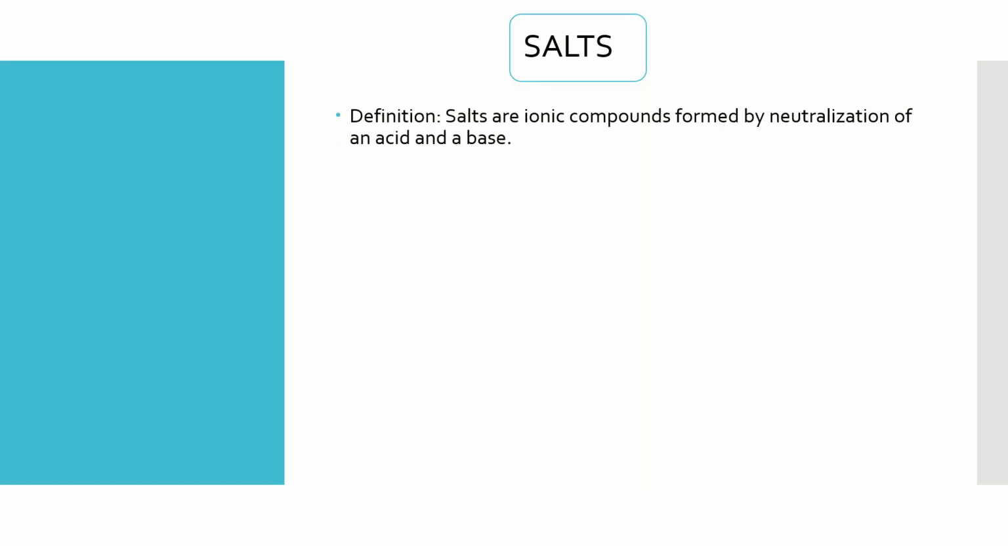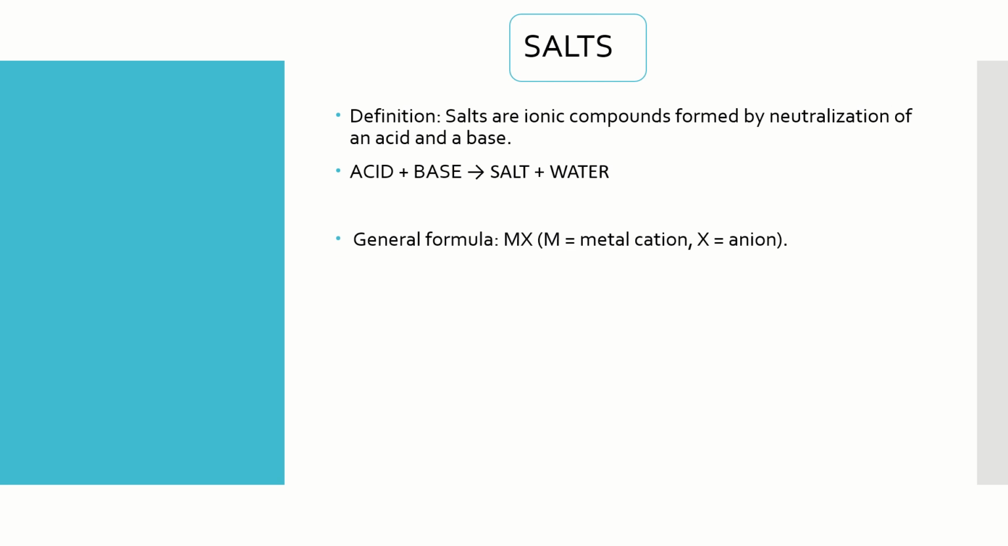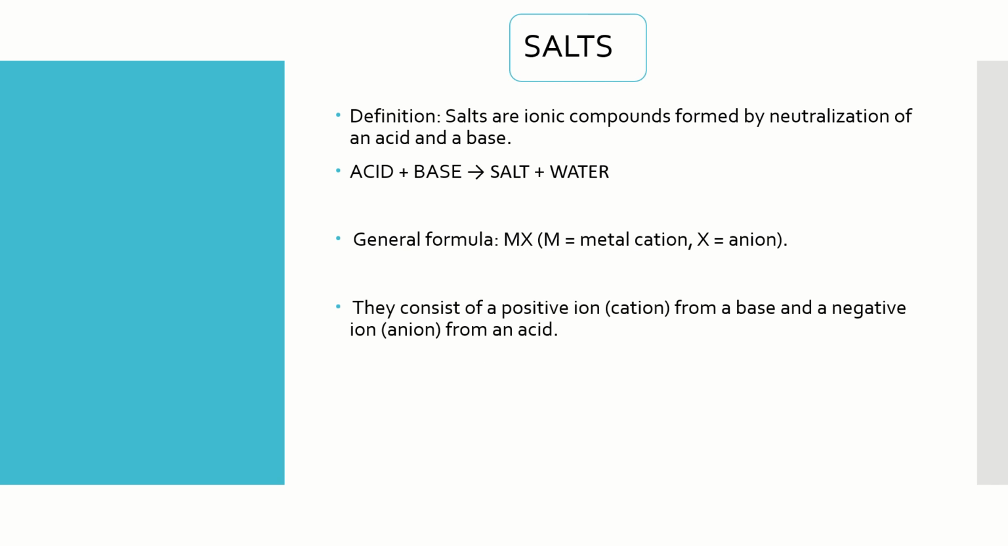What are salts? Salts are ionic compounds which are formed by neutralization of an acid and a base. Acid reacts with base to form salt and water. The general formula is MX, where M is the metal cation and X is the anion. Salt consists of a positive ion, the cation, from a base and a negative ion, the anion, from an acid. Example, NaCl salt. NaCl salt is formed by the strong base sodium hydroxide and hydrochloric acid. In this, water is removed and we get NaCl salt.